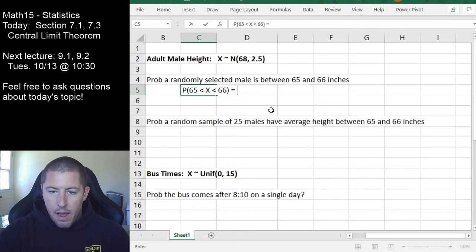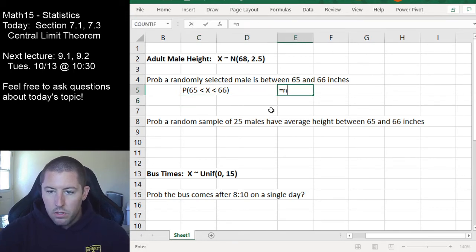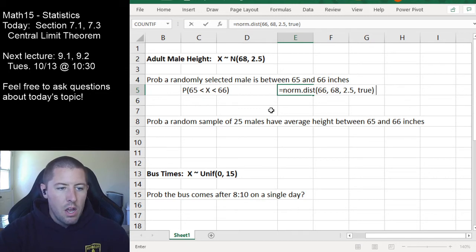And here I'll do equals norm.dist. I want my upper bound for x to be 66. Our mean is 68, standard deviation 2.5. Cumulative is always true for our continuous distributions. We're going to subtract off from this the probability of going up through 65, so this will leave us just with that sliver in between.